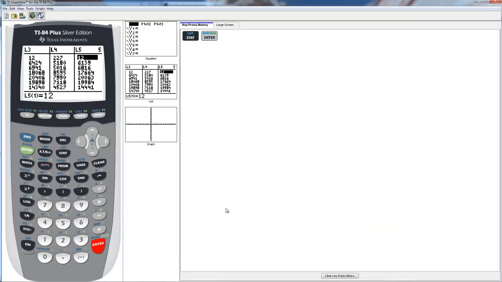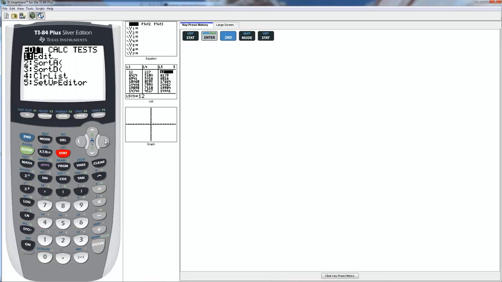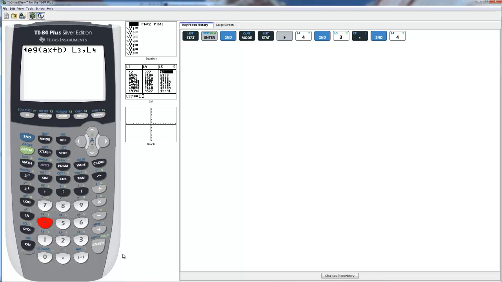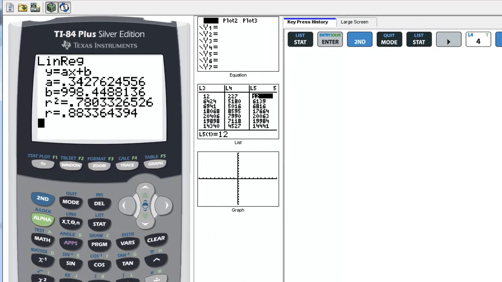So I'll go back to the calculator, and I want to get out of this. Go to the Stat menu, go to the Calc submenu, and we're going to be using number 4, LinReg. And for the first one, we're going to run it on the male data. So that would be list 3 and list 4 in my calculator. The regression equation is there.